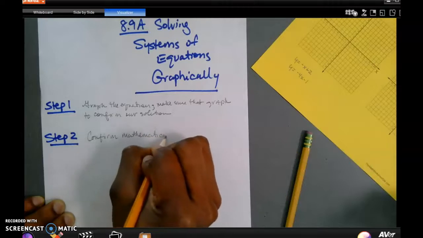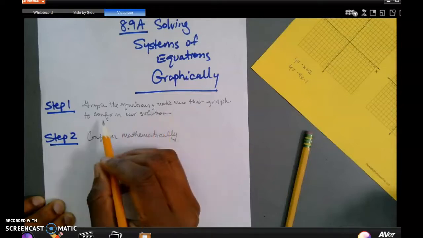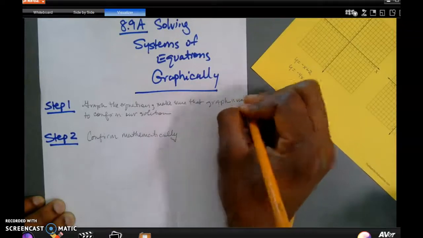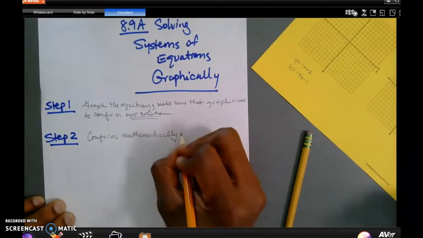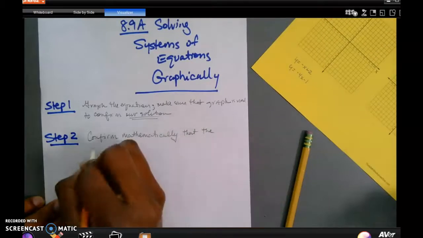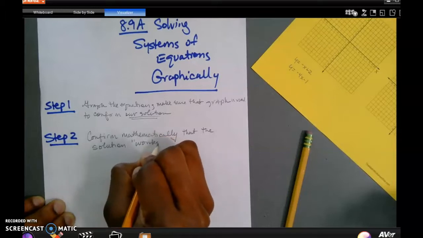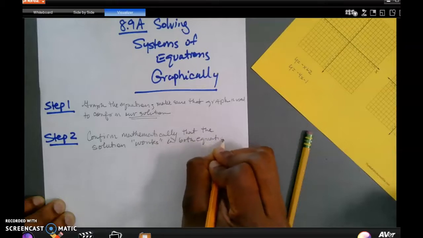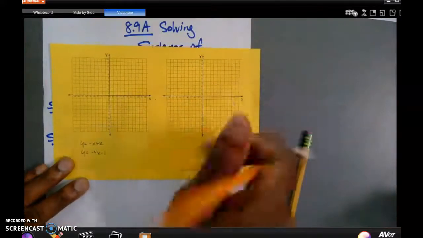Okay? So we're going to graph the equation, make sure that the graph is used... sorry, I forgot some words here. The graph is used to confirm our solution, and then confirm that our solution mathematically works in both equations.